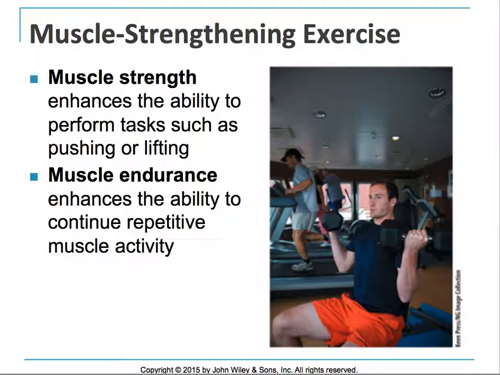Muscle strength enhances the ability to perform tasks such as pushing or lifting, and muscle endurance enhances the ability to continue repetitive muscle activity. So muscle strength, you can think about it as the ability to say, if somebody was in a weightlifting competition, they're going to do one lift with the heaviest weight that they can. That would be muscle strength, all right? Putting all that force into a single lift of the heaviest weight possible.